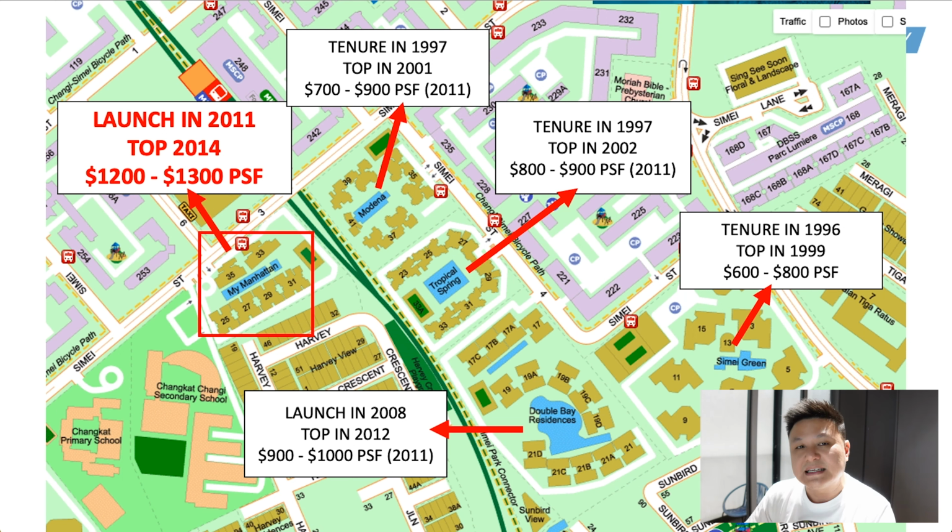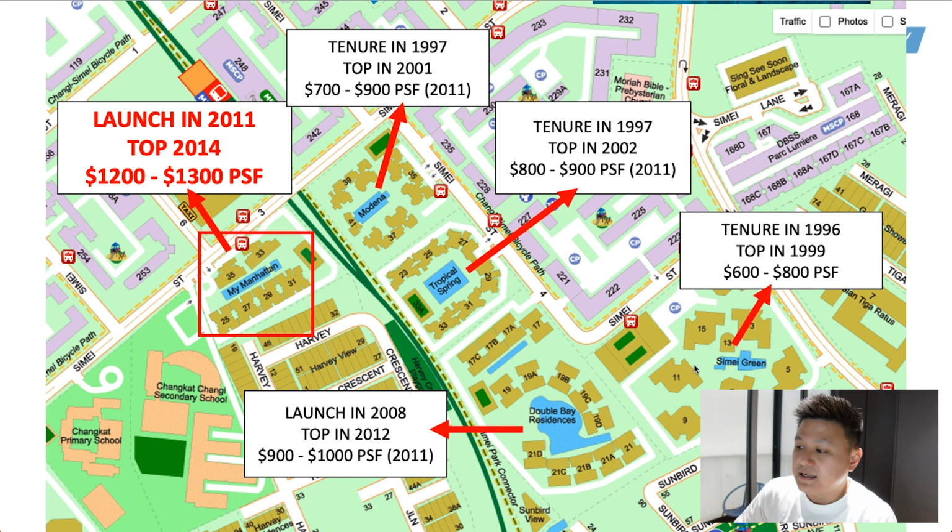So for this instance in year 2011, Modena, actually there are some resale units that are sold around $700 to $900 per square foot, right? And as for the next project, which is Tropical Spring, the tenure is also in 1997 and it TOP in 2002. During then, their PSF was selling also around $800 to $900 per square foot.